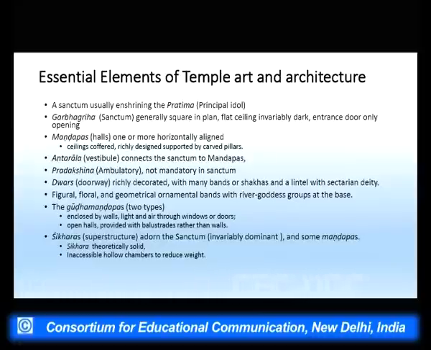So that is the kind of extension and elaboration that we are talking about in the medieval period. And this happens, well, the essential element of the sanctum enshrining the Pratima remains. This sanctum is called the Garbhagriha. Garbha means womb, Griha means home. So it's like the womb chamber, and this is very simple. It's generally square in plan, it has a flat ceiling, and it is generally dark because it is right inside.